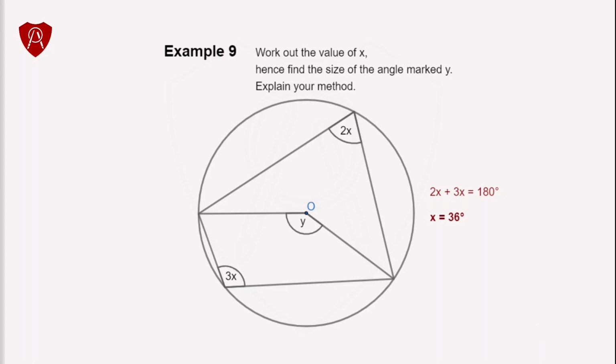Next, we need to consider this arc and the two angles subtended by it, angle y at the center and angle 2x at the circumference. Do you remember the theorem relating such a pair of angles? The angle at the center is twice the angle at the circumference. The angle at the circumference is 72 degrees. That is 2 times 36. So, y should be 2 times 72, giving y equal to 144 degrees.